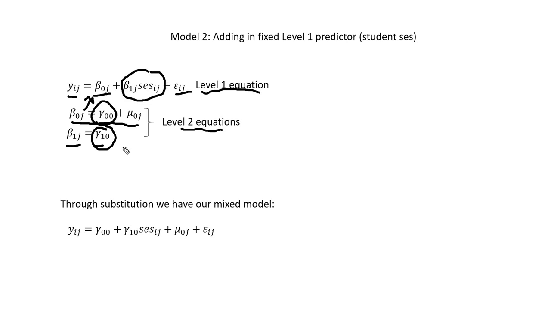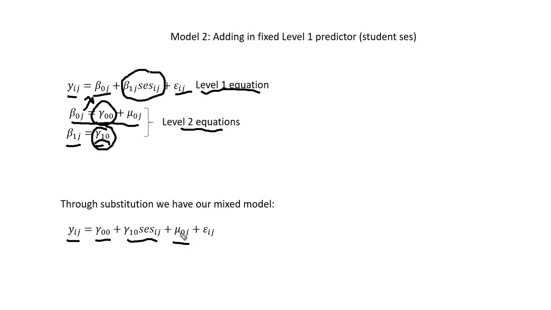In theory, we could allow the slopes for SES to randomly vary, in which case we would add in a plus mu 1j. But in this particular demonstration, we're not going to include this. We're just going to treat the slope as being equivalent across the schools. So through substitution of our level 2 equations into level 1, now we have each student's score in school j equal to the grand mean of the intercepts plus the fixed effect for SES, where the regression slope is now gamma 10, plus mu 0j.